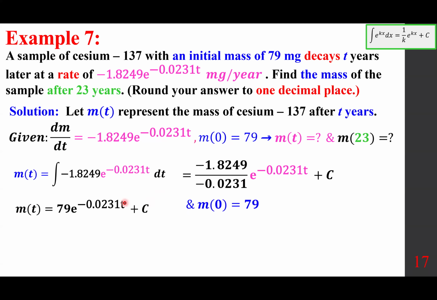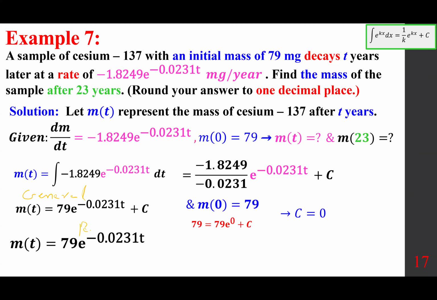which means replace the t with 0 and y, or in this case, m of t with 79. So this becomes 79. This remains e to the power of any number times 0. This number times 0 is 0. So we get 79 equals 79 e to the power of 0, which is 1. So this is 79 and c becomes 79. And so a general solution becomes a particular solution because c is found. So again, I want to make sure we understand this is a general solution, but we wanted a particular solution.